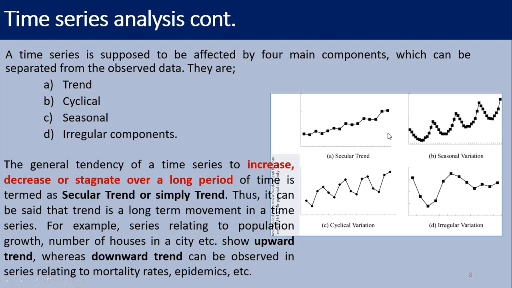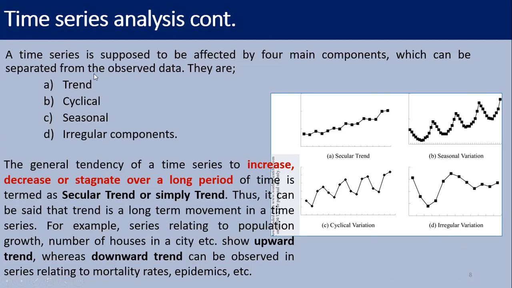In this graph you can see trend, seasonal variations, and cyclical variations, which are also commonly used in food processing, and irregular variation. When we consider the Sri Lankan situation, we have lots of examples for irregular variation. We will discuss them one by one later.